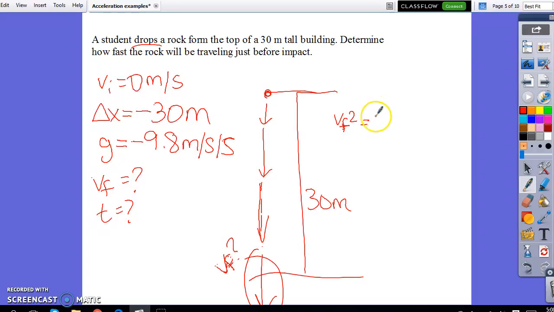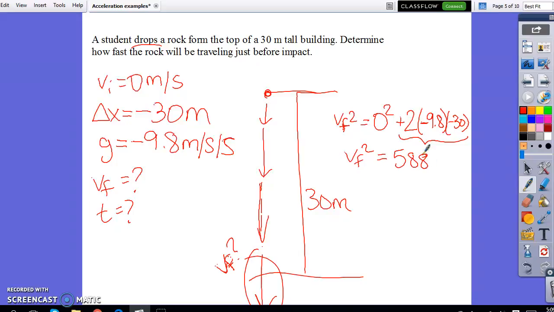So VF squared equals our initial velocity squared. Our initial velocity is 0. Plus 2, my acceleration is negative 9.8, times delta x, which is negative 30. Now guys, if you would have forgotten that delta x should be negative, your calculator would say, oh crap, I cannot take the square root of a negative number. That's why it's so important to remember that this is negative and that the acceleration due to gravity is negative. But regardless, we have VF squared equals, I want to simplify this. Oh gosh, where's my calculator? Here it is. So 2 times negative 9.8 times negative 30. 588.